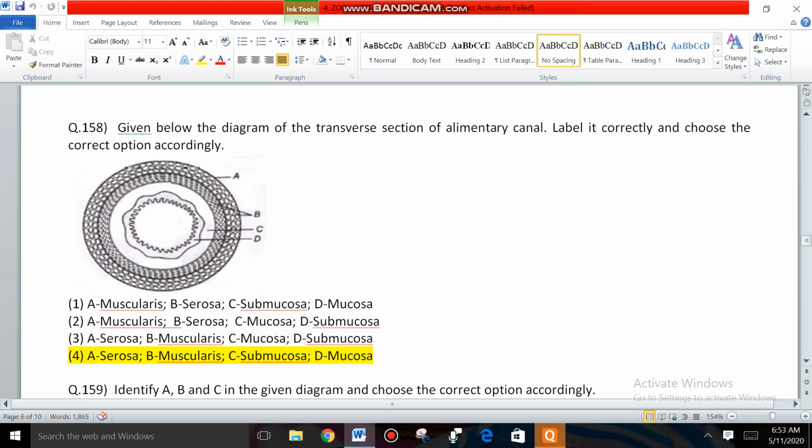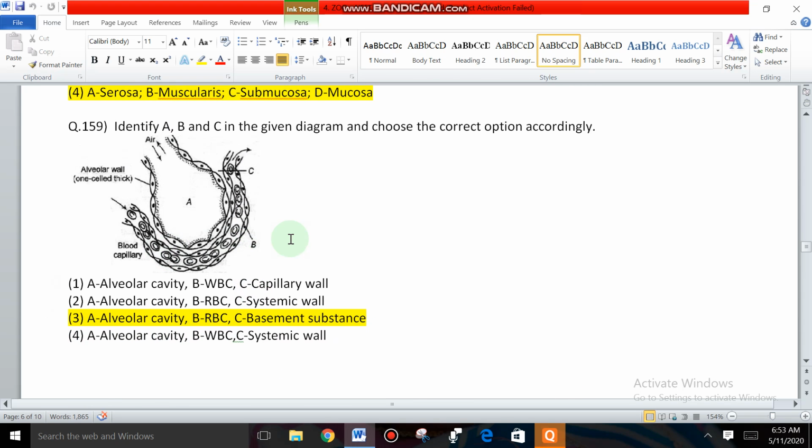Okay, next one, the membranes in the transverse section of the alimentary canal. So the membranes that are present in the gut region are also most important, right? So A, outermost, is serosa, and B, muscularis, circular and longitudinal, outer circular and inner longitudinal, and C is submucosa, and D, mucosa, outer to inner, right? Serosa, muscularis, circular and longitudinal, submucosa and mucosa. Clear? Right.